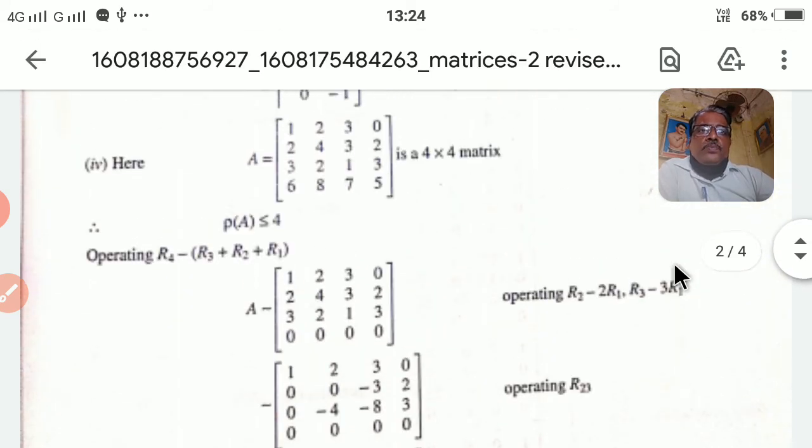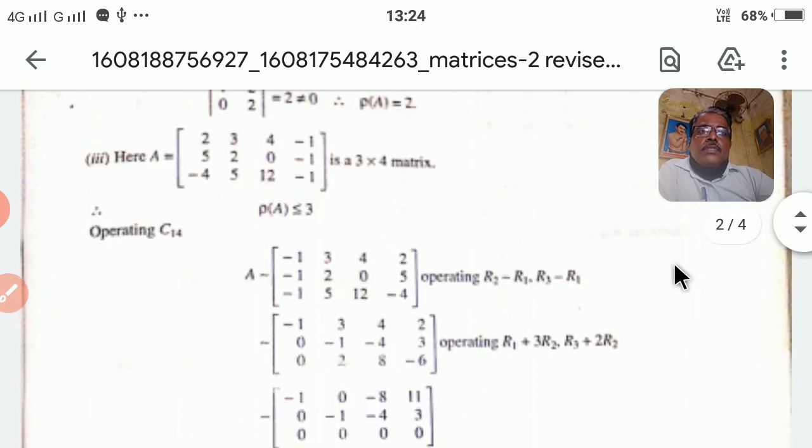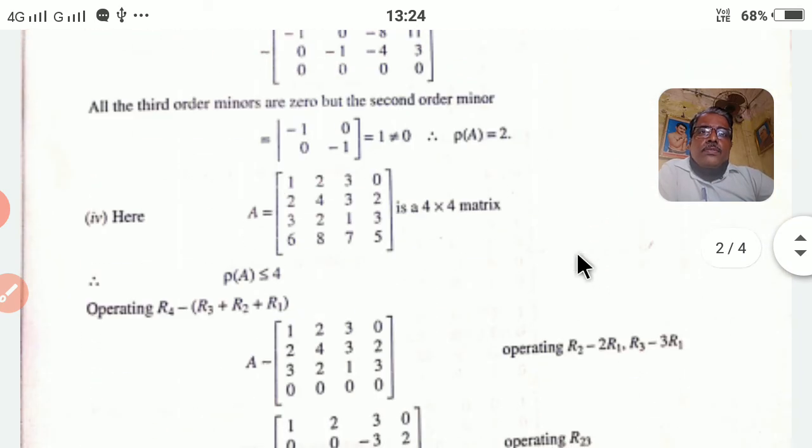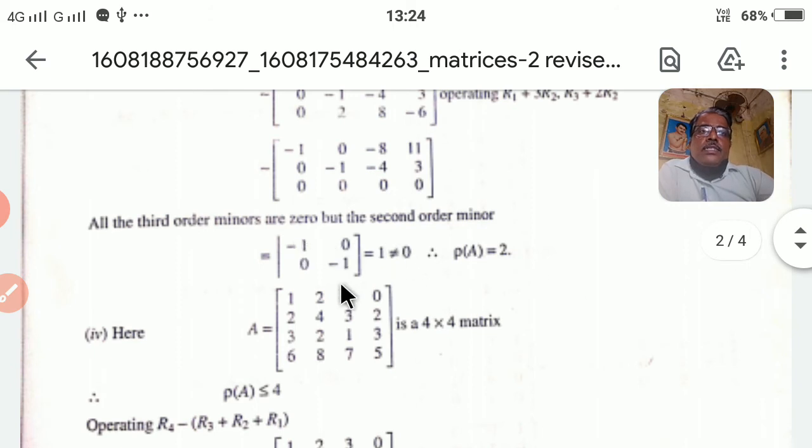And in this case also, in the last example, the rank of A is the number of non-zero rows. Non-zero rows means: if every element of a row is 0, then it is called a zero row. The number of non-zero rows means that in this matrix no row has completely 0 elements.